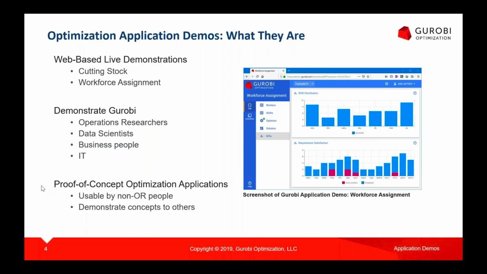So these are proof of concept optimization applications, usable by non-OR people, but we think OR people can use them to demonstrate concepts to others. So that's the general purpose of these things.